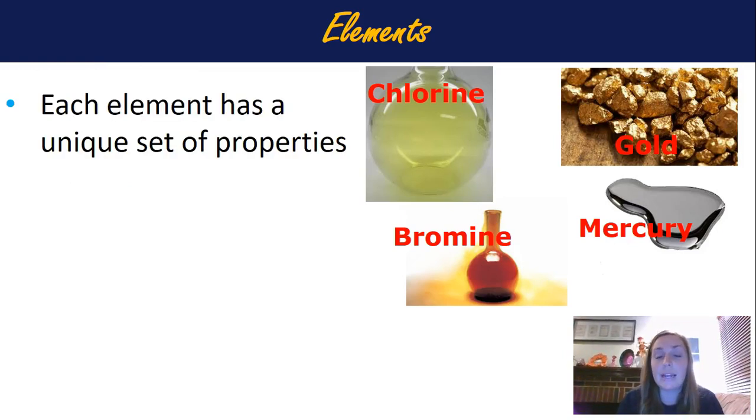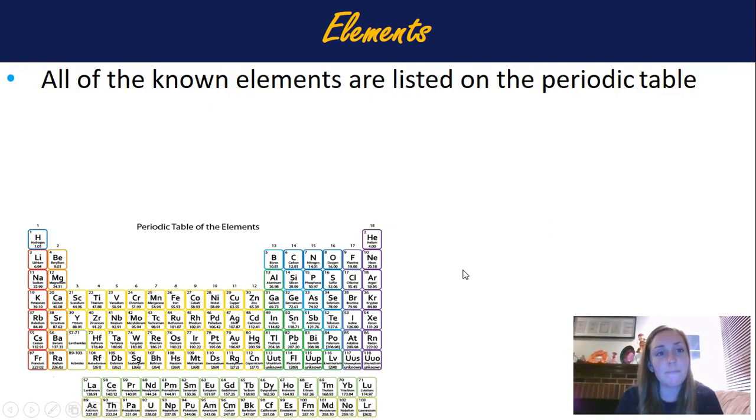Each element has a unique set of properties. So like chlorine is green, it's a very toxic gas, versus gold is a solid and it's shiny and golden colored. Doesn't really bond with other things. Mercury is a metal. It's the only metal that is a liquid at room temperature. Bromine is a gas at room temperature. So yeah, all sorts of stuff.